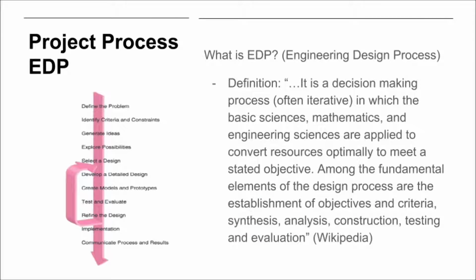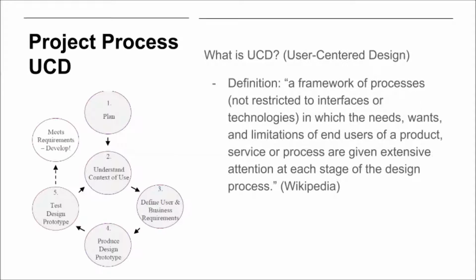The definition from Wikipedia is, it is a decision-making process, often iterative, in which the basic sciences, mathematics, and engineering sciences are applied to convert resources optimally to meet a stated objective. Among the fundamental elements of the design process are the establishment of objectives and criteria, synthesis, analysis, construction, testing, and evaluation.